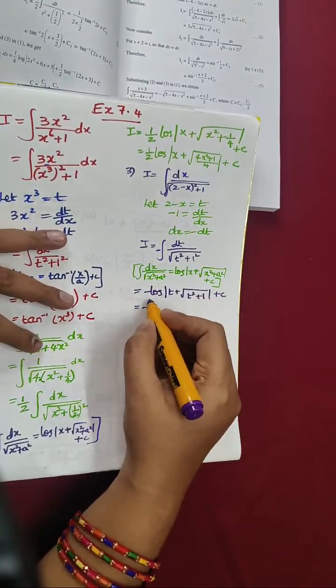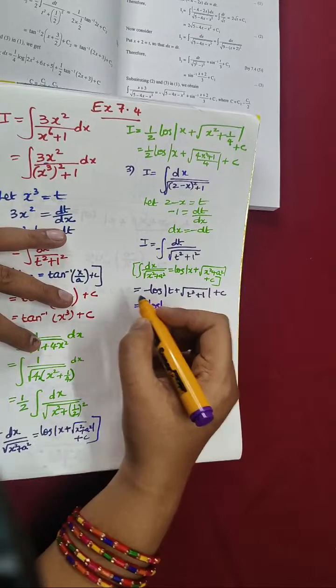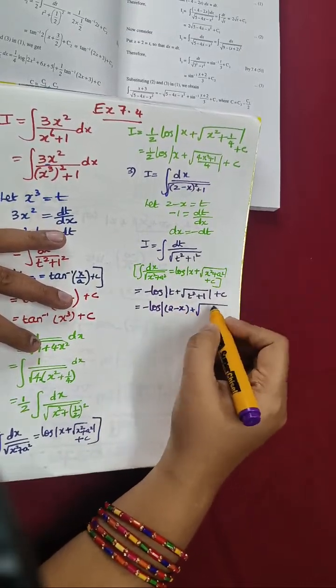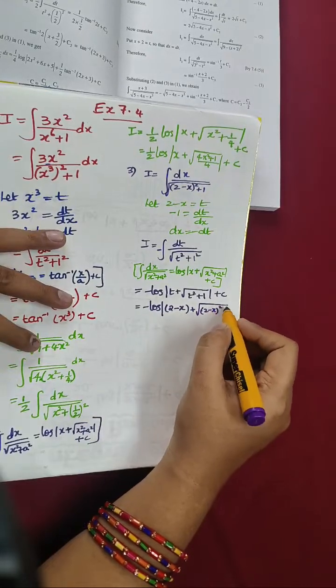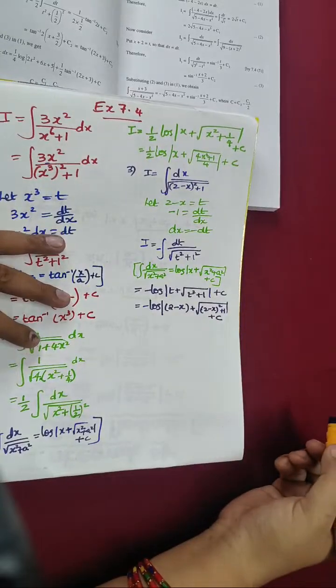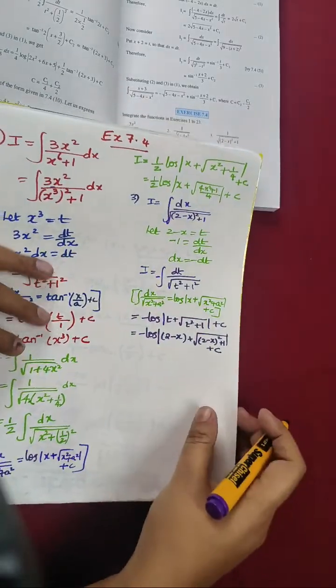Now replace in terms of x. So minus log, in place of t it is 2 minus x plus root of 2 minus x the whole square plus 1 square plus c. This is the required answer.